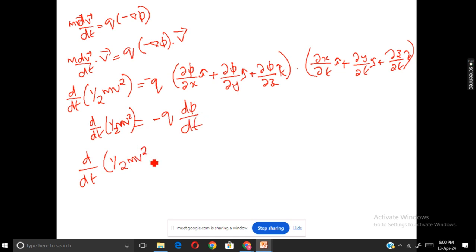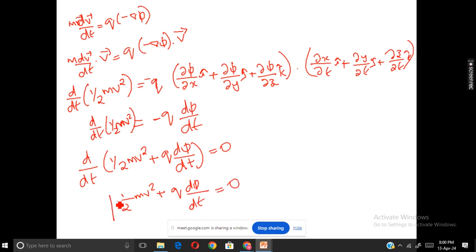So if we take both on the left hand side, it will be d by dt of half mv square plus q d phi by dt is equal to 0, or half mv square plus q phi is constant. So this is the total energy, which is basically the kinetic energy plus the potential energy. So this is a constant. So this means the total energy is conserved. That is the second option.